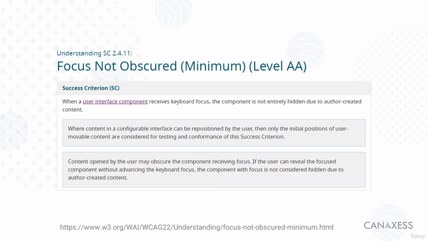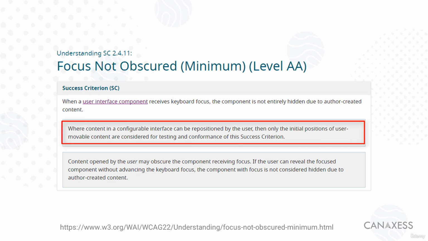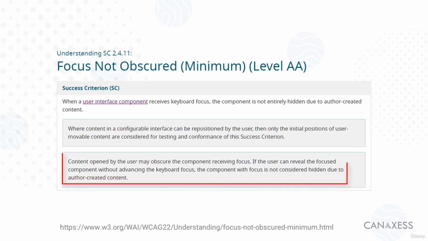2.4.11 Focus Not Obscured (Minimum) is a criterion supporting keyboard users and those users with cognitive and memory impairments. It's a AA criterion, and to pass, ensure a UI component that receives keyboard focus is not entirely hidden due to author-created content. If the author-created content can be positioned by the user, only worry about the initial position, and content opened by the user may obscure the component in focus as long as focus follows to the open component.